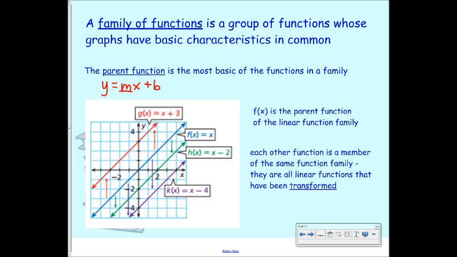At the origin. All right, at the 0, at the origin. Okay, so that's our prior knowledge. Let's talk about parent functions.